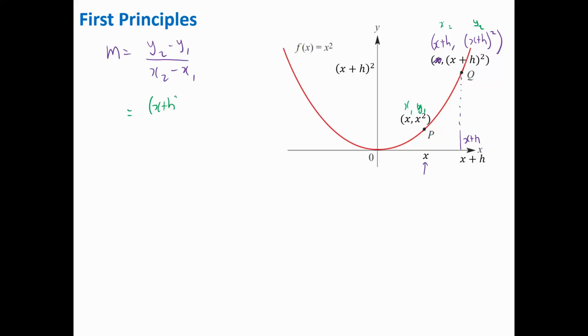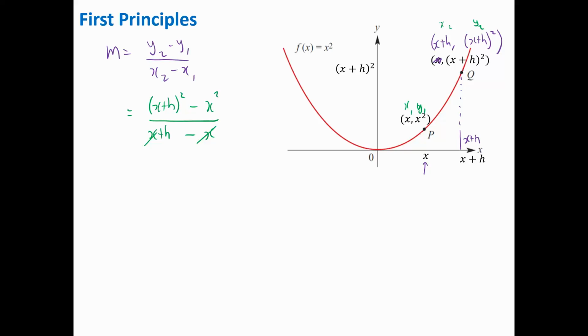y2 was x plus h squared, minus y1, which was x squared, divided by x2, which was x plus h, minus our original x value, which was x. Now this is the special thing. x minus x is going to cancel out. They're going to cancel, and they will always cancel out. Listening? x minus x will cancel out.